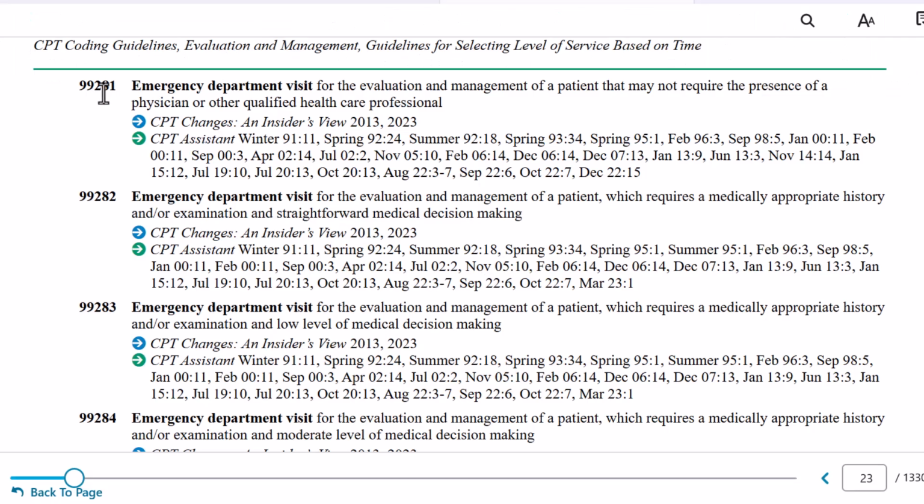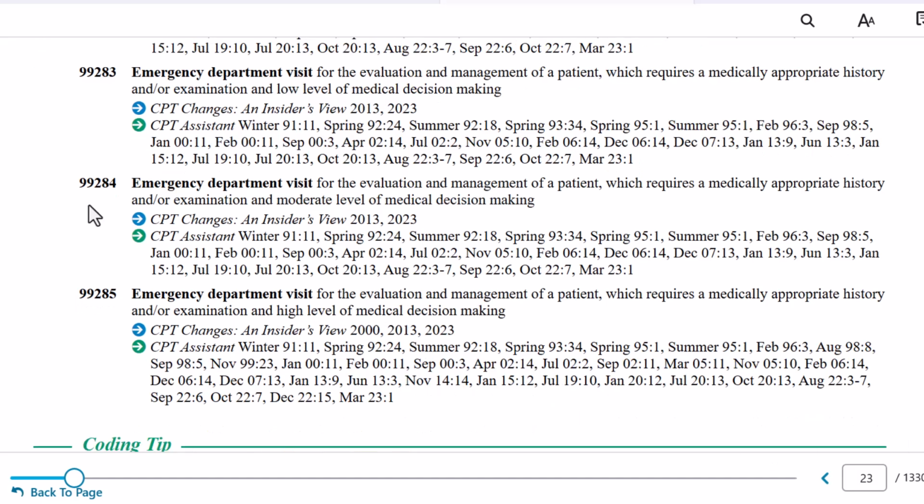The first code, 99281, is an emergency department visit for evaluation and management of a patient that may not require the presence of a physician or other qualified healthcare professional. 99282 is an EM visit for evaluation and management of a patient which requires a medically appropriate history and examination and straightforward decision making. 99283 is a low level of medical decision making. 99284 is a moderate level of decision making. 99285 is a high level of decision making.